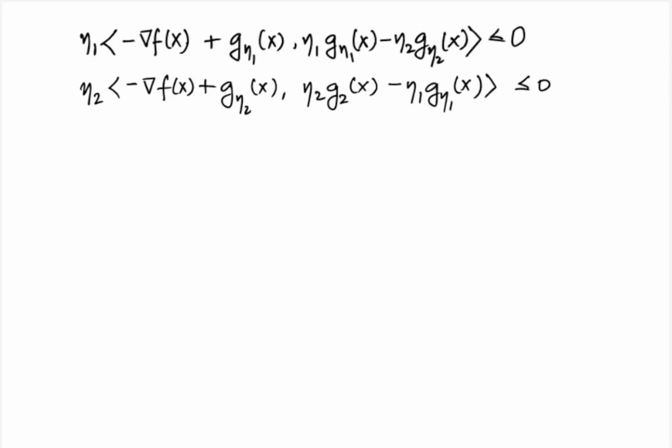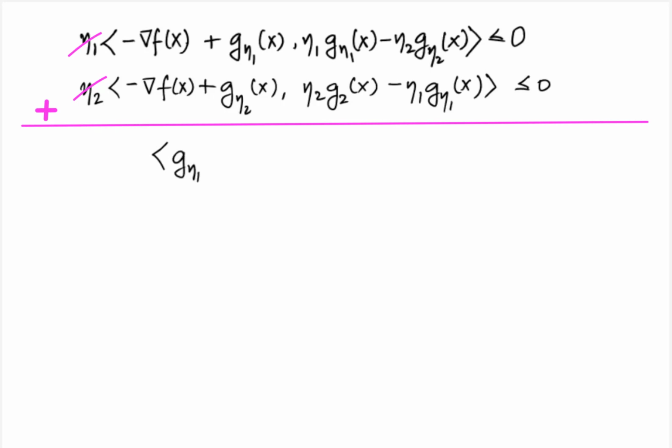So the reason we have interchanged is that now if we add them after dropping these factors eta 1 and eta 2, then upon adding, the minus gradient f of x terms will cancel. And what we will get is inner product of g eta 1 of x minus g eta 2 of x, comma, eta 1 g eta 1 of x minus eta 2 g eta 2 of x is less than or equal to 0.